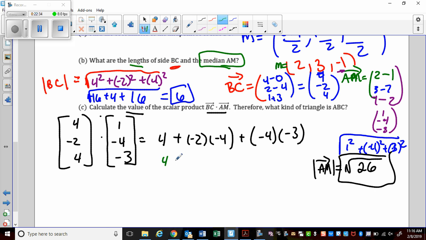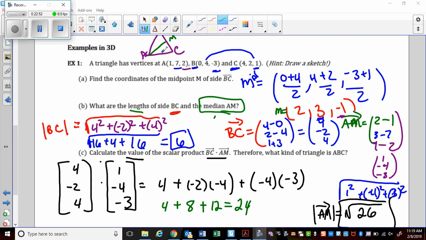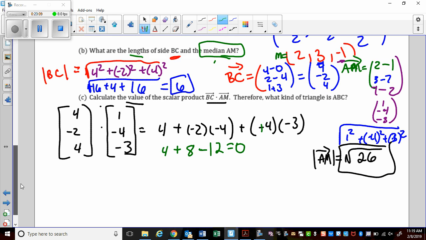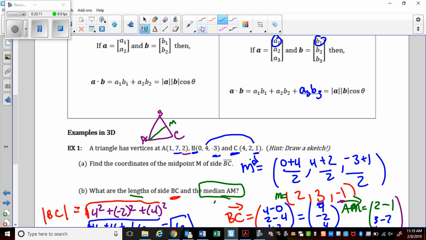Which is 4 plus 8, and this is 4 times 3, which is positive, so this is negative 12. But 12 minus 12 is 0. That means that we have a right angle, 90-degree angle right here.